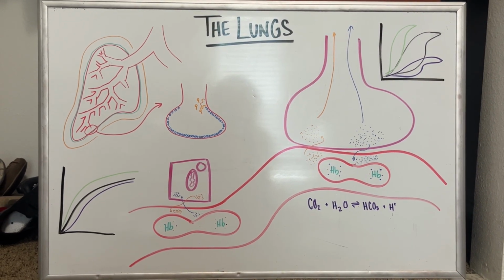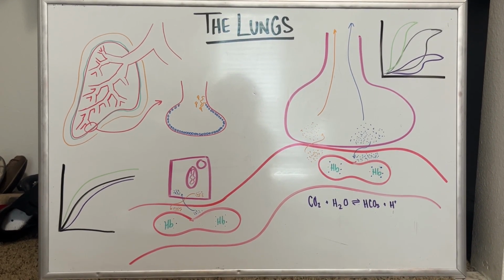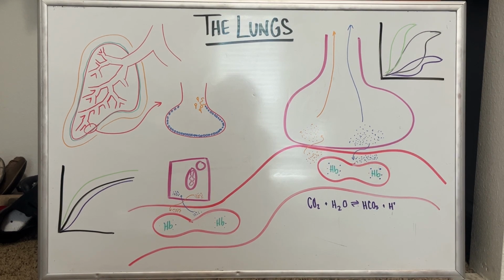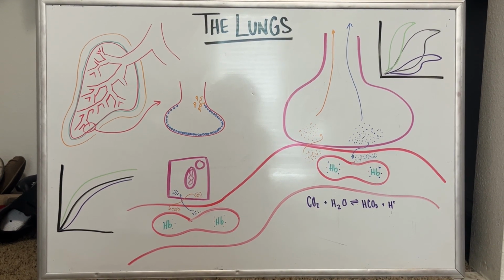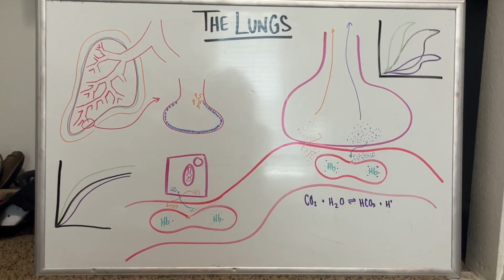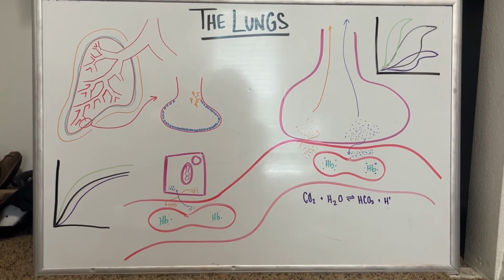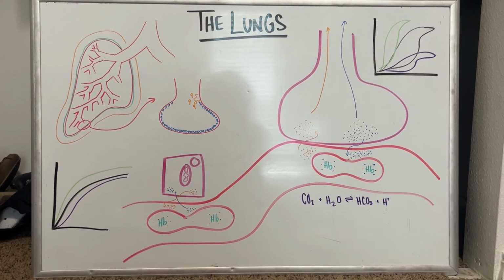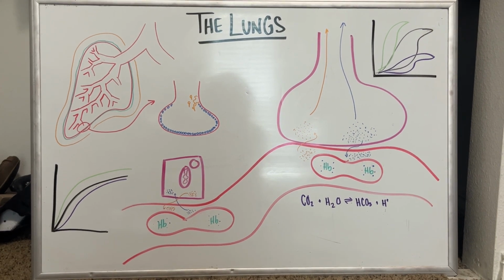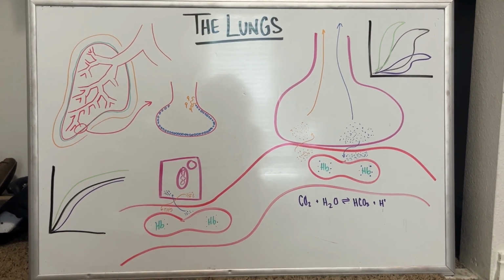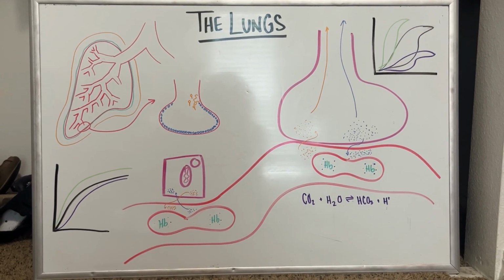The partial pressure of oxygen in the alveolus is equal to the fractional concentration of inspired oxygen times the atmospheric pressure minus the water vapor pressure, minus the arterial partial pressure of carbon dioxide divided by the respiratory exchange ratio.